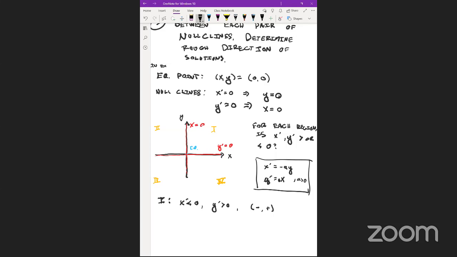And then the standard way to represent this is by saying, well, x is decreasing. So if we have a solution, and we are starting at some point anywhere in region 1, then the solution is decreasing in the x direction and increasing in the y direction. So the rough trajectory is like that. Okay. Any questions about that?